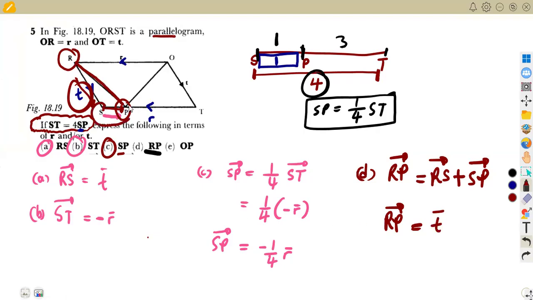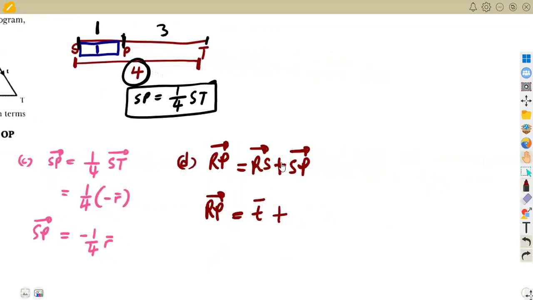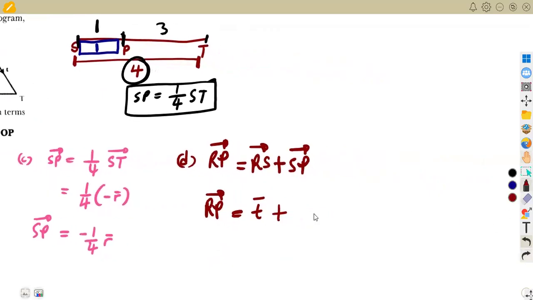Then from S to P, there's nothing for us. We already have this, we calculated this. The direction, yes, we are maintaining the arrow, it is a plus. We are saying we are going this direction, it's a plus. But plus what? The vector SP on its own is carrying a negative. So it's going to be minus 1/4 vector R. This is what you're going to have.